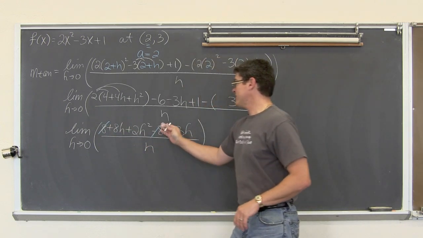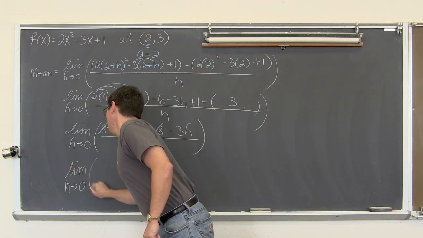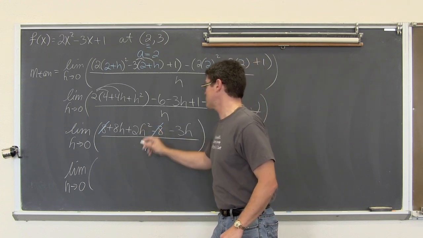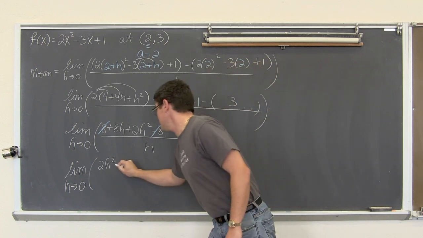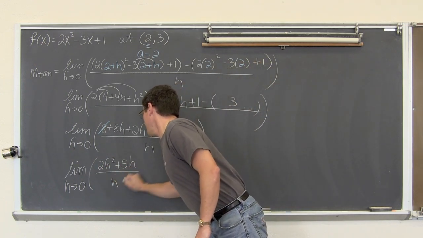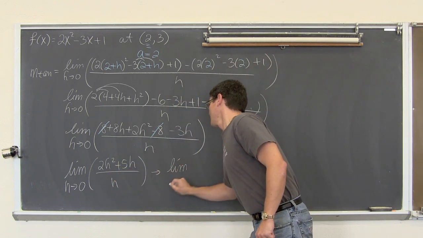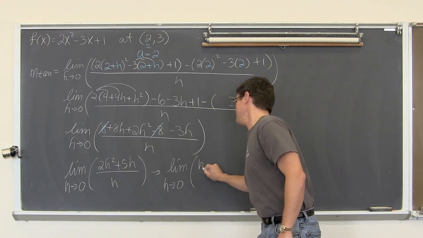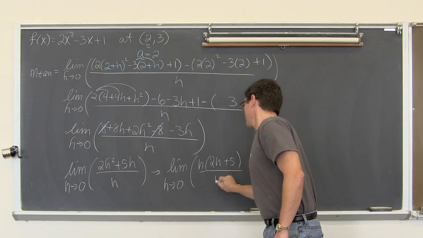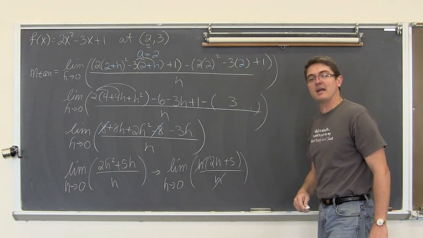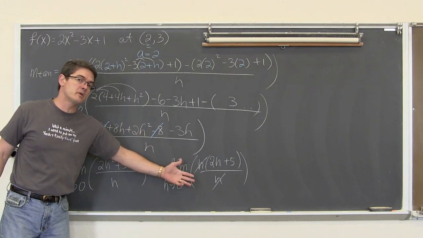So the positive 8 and negative 8 do cancel out, so we have the limit as h approaches 0 of, let's see, we have 2h squared, and 8 minus 3 is 5h over h. Now you see what's going to happen? I can take an h out of here, limit as h approaches 0 of h times 2h plus 5 over h. Those h's are going to cancel out. Now I can let h approach 0 and not have a problem with my denominator being undefined.